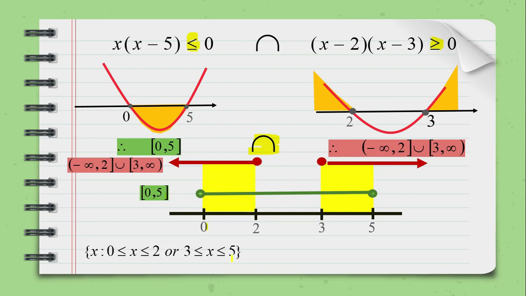Okay, so for the final answer, if you want to write down a solution set, x is more than or equal to 0, less than or equal to 2, or x is more than or equal to 3, less than or equal to 5. Or you can write it in interval form: closed interval 0, 2, union closed interval 3, 5.